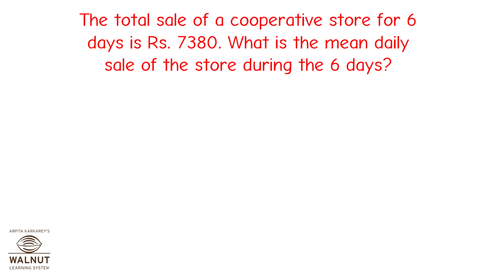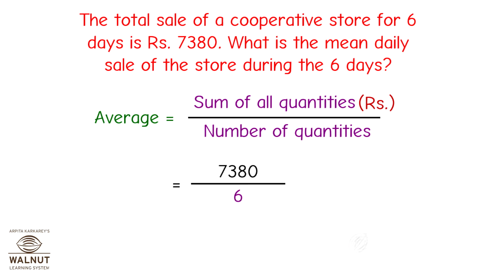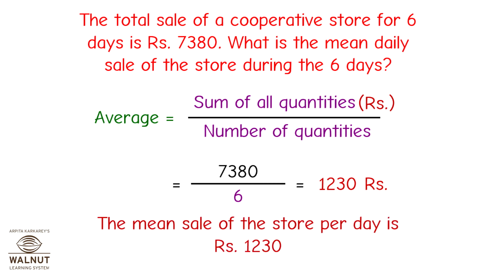The total sale of a cooperative store for 6 days is rupees 7,380. What is the mean daily sale of the store during the 6 days? Average is equal to sum of all quantities upon number of quantities. That is equal to 7,380 upon 6 is equal to 1,230 rupees. So the mean sale of the store per day is rupees 1,230.